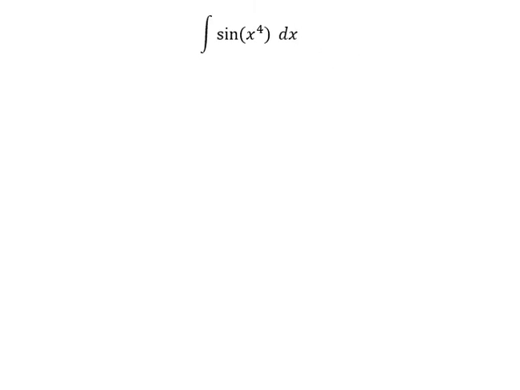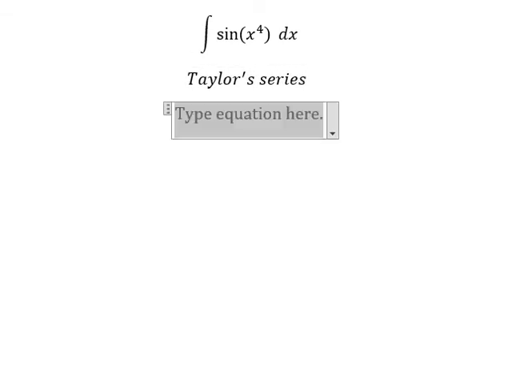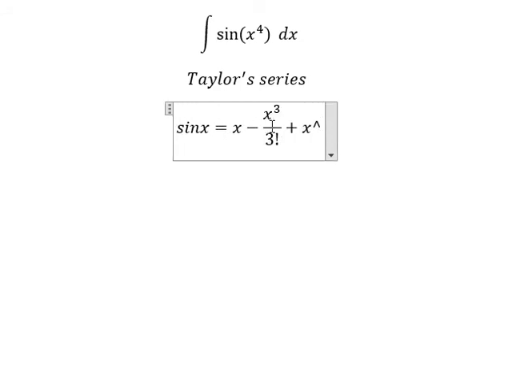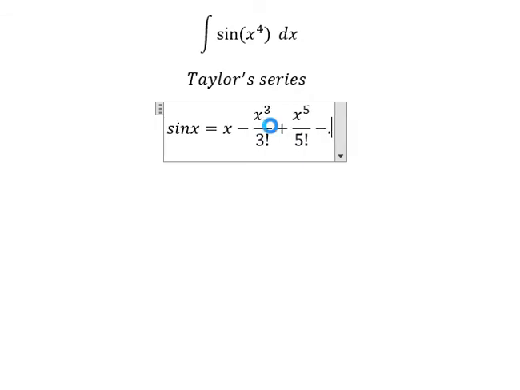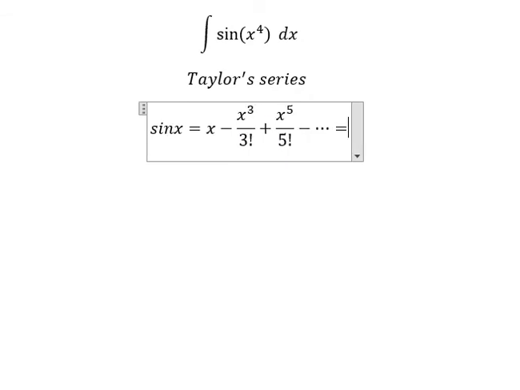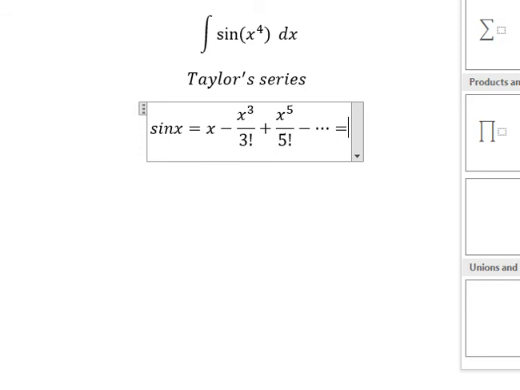We can use the Taylor series in here. So we know that the series of sine x should be x minus x to the power of 3 over 3 factorial plus x to the power of 5 over 5 factorial and so on. So in this one we can simplify like this.